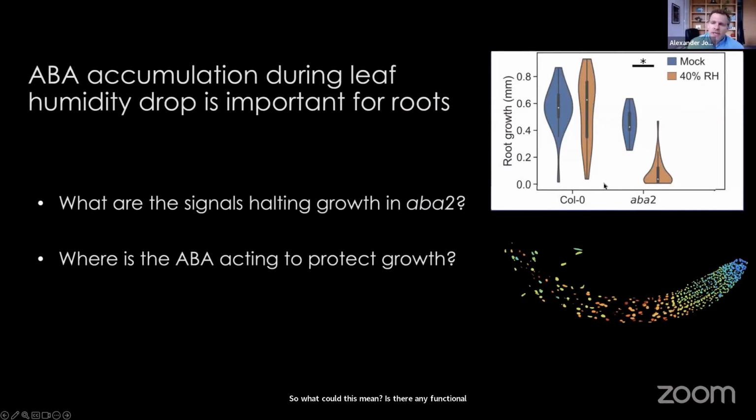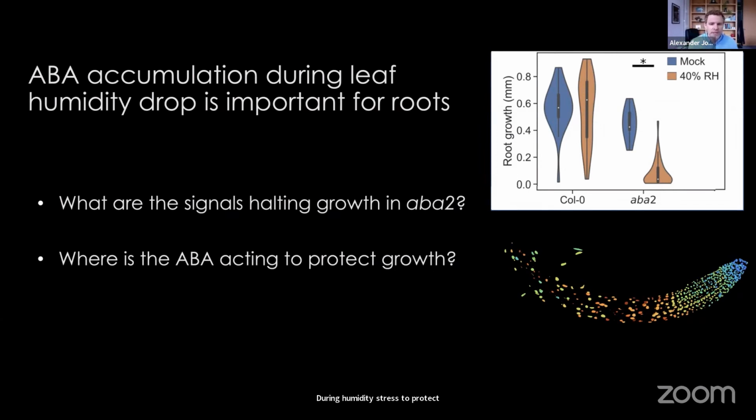And indeed, when we have an ABA2 biosynthetic mutant, Jim has found that while this mutant grows roots pretty normally under mock conditions, so well-watered roots and humid shoots, when the shoots are experiencing a humidity stress, you see a much reduced root system for the ABA biosynthetic mutant, suggesting that ABA is important somewhere in the plant during humidity stress to protect root growth.